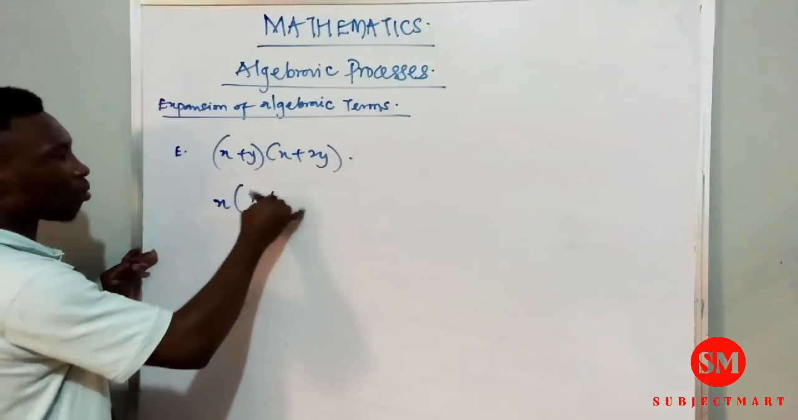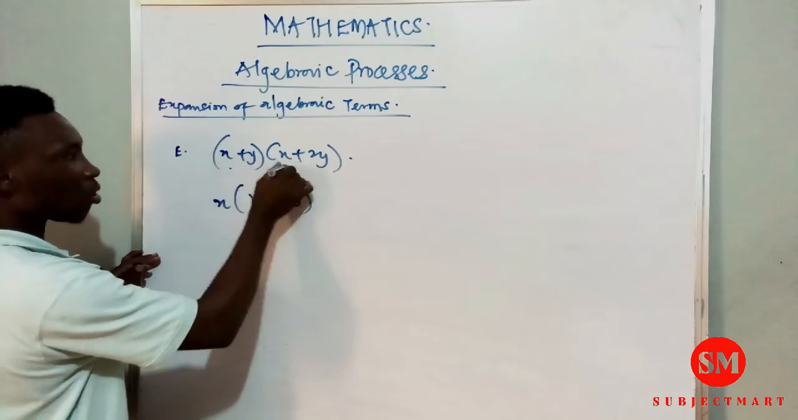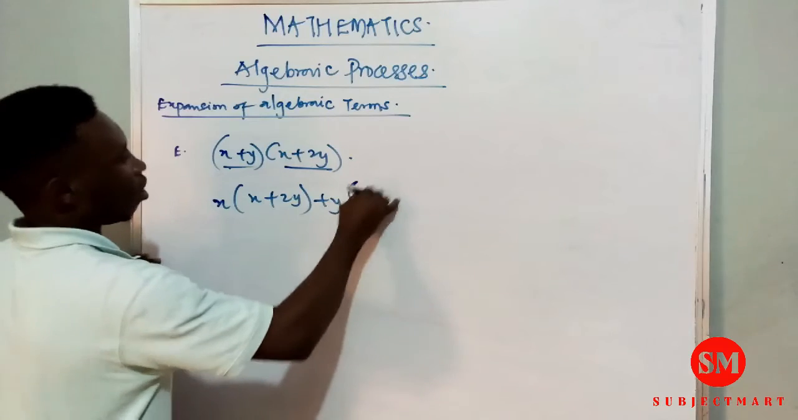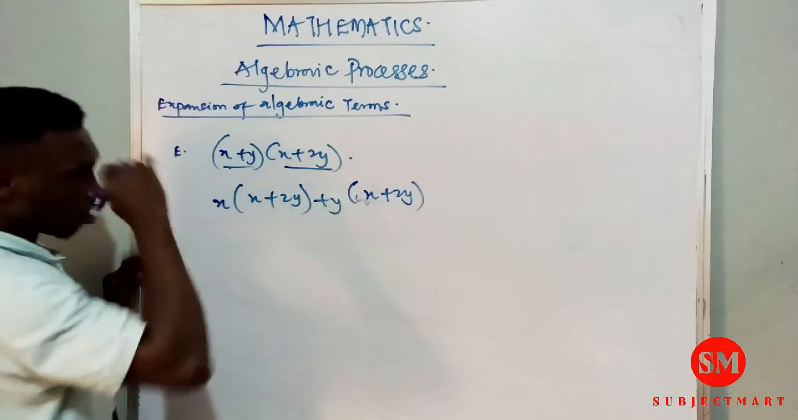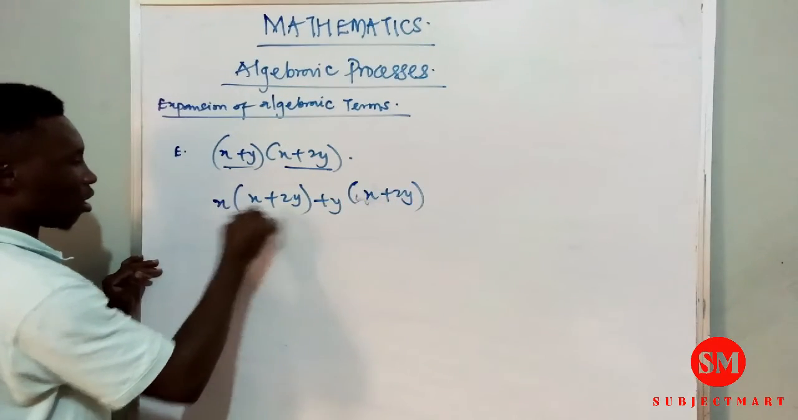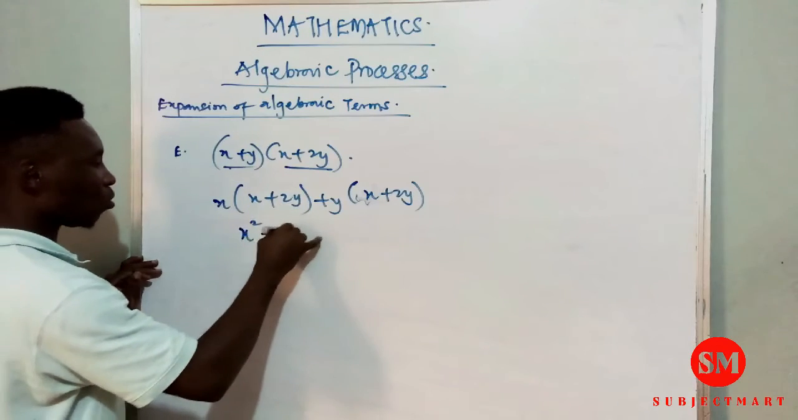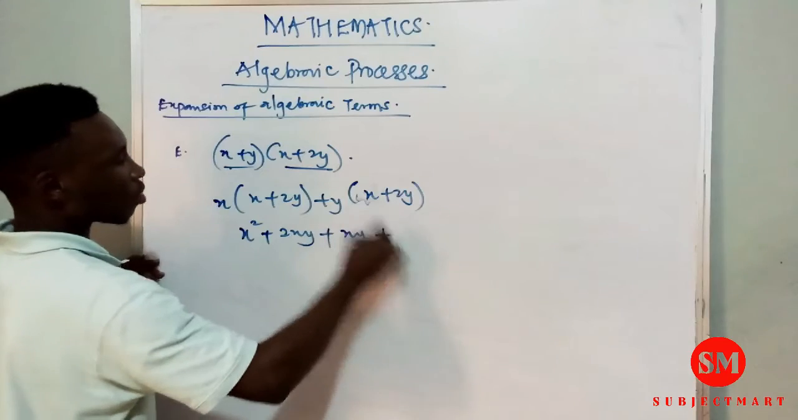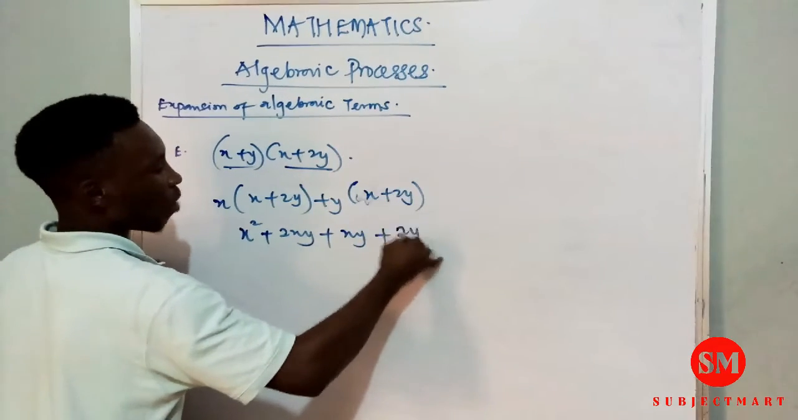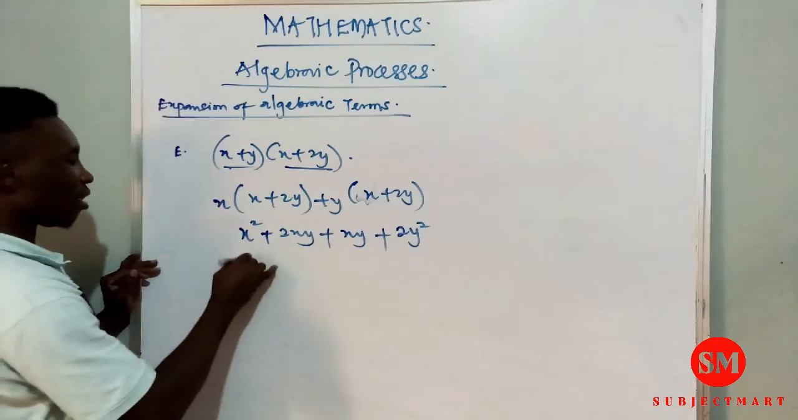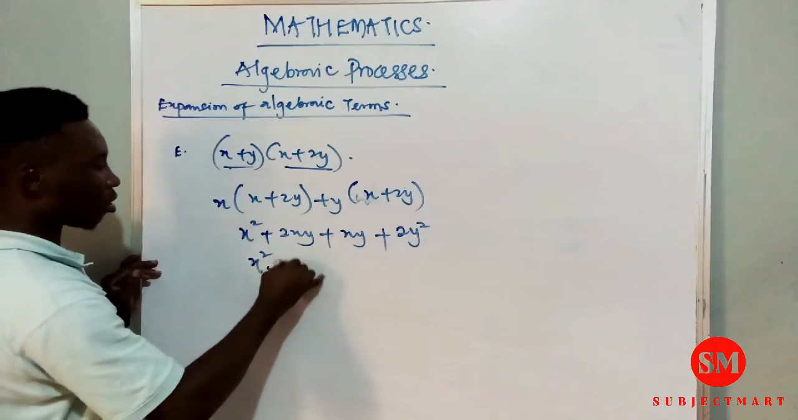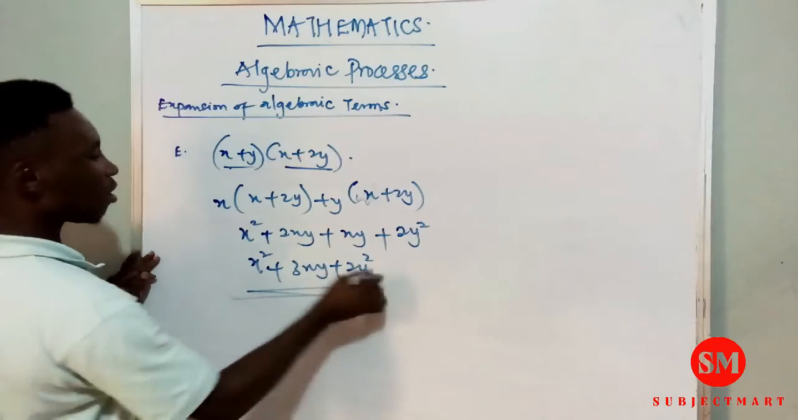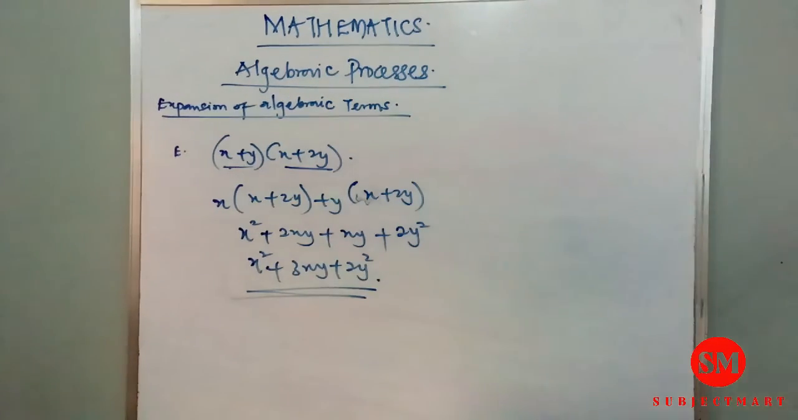So this becomes x multiplied by x plus 2y, using x to multiply everything here, plus y, open bracket, x plus 2y. So at this junction, x times x gives me x squared, x times 2y gives me 2xy, plus x times y gives me xy, plus y times 2y gives me 2y squared. So at this junction, I can now say that x squared plus 3xy plus 2y squared is my valid answer for this kind of expansion.